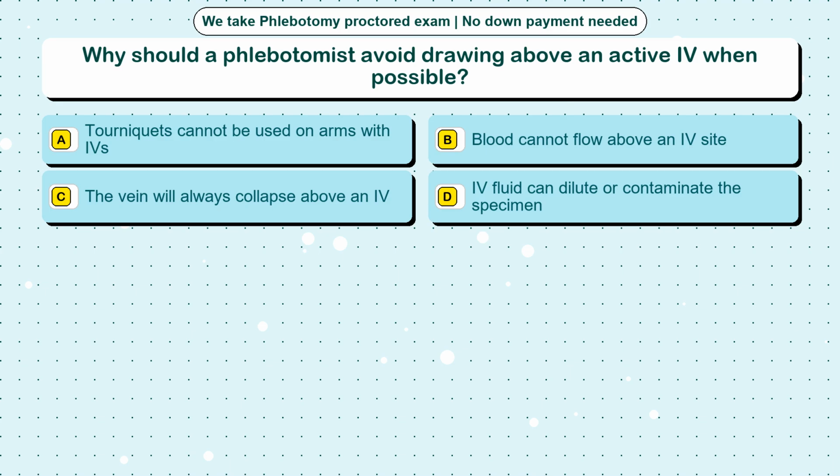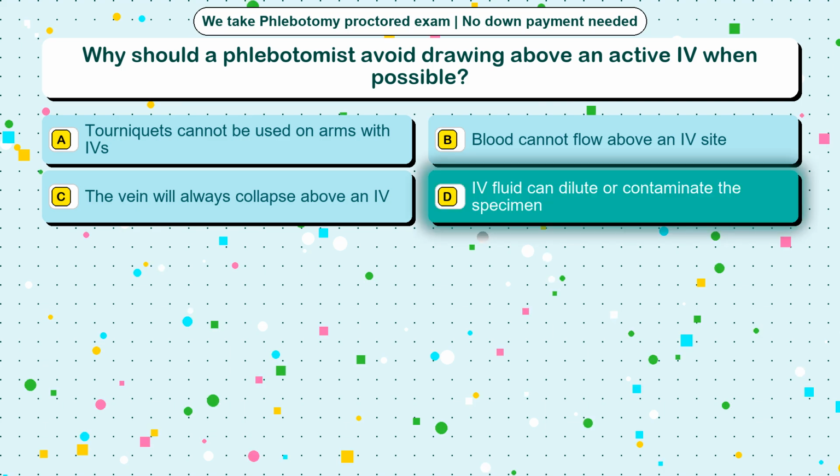Option A, tourniquets cannot be used on arms with IVs. Option B, blood cannot flow above an IV site. Option C, the vein will always collapse above an IV. Option D, IV fluid can dilute or contaminate the specimen. The correct answer is option D. IV fluid can dilute or contaminate the specimen.